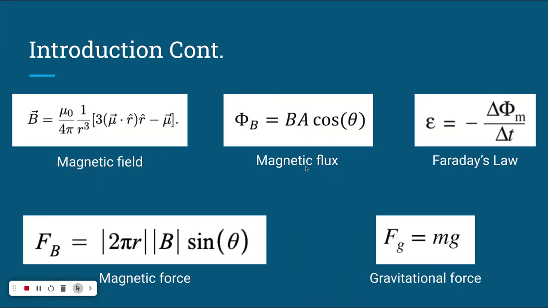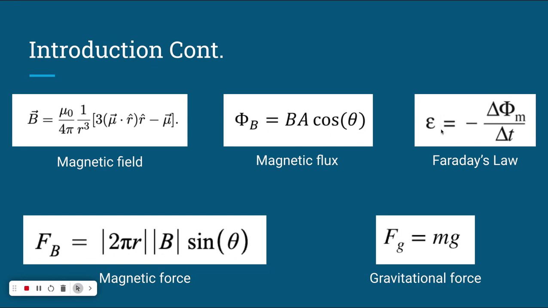Here are the important laws from physics that we need for this whole experiment. The first is the magnetic field created by the bar magnet, which is found with the magnetic dipole moment, and just the field for that. This is from a previous lab. Then we have the magnetic flux formula, which is equal to the area times the magnetic field, times the cosine of the angle between them.